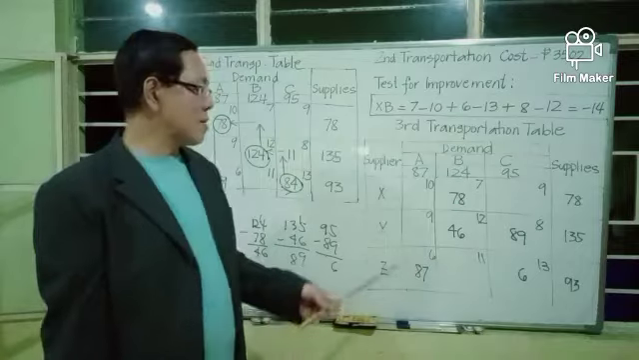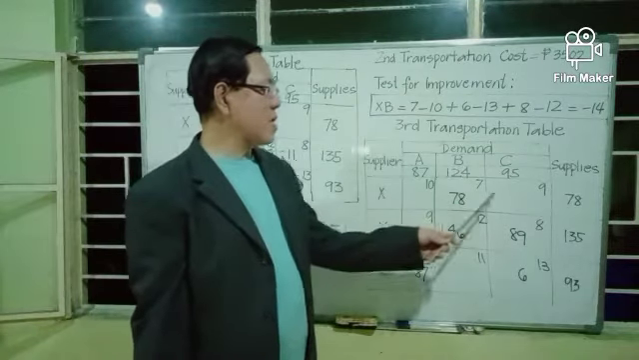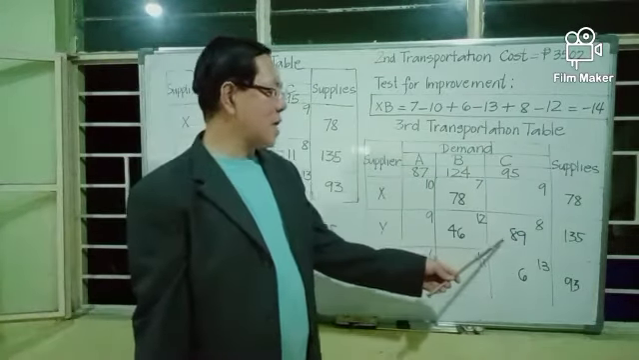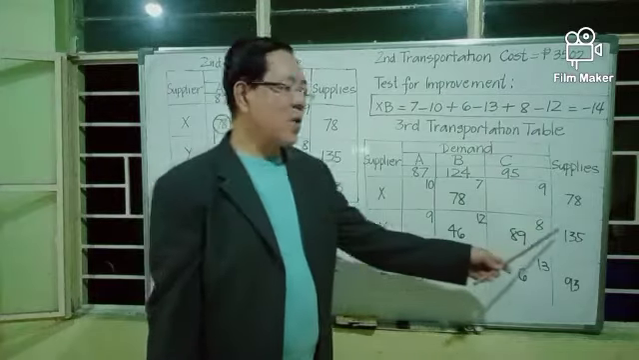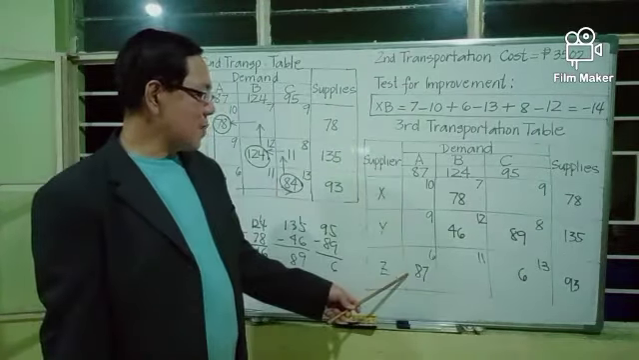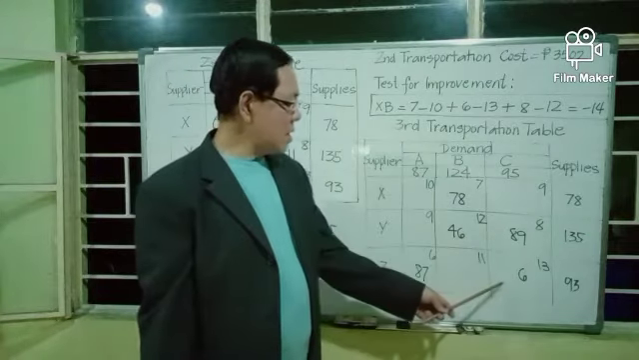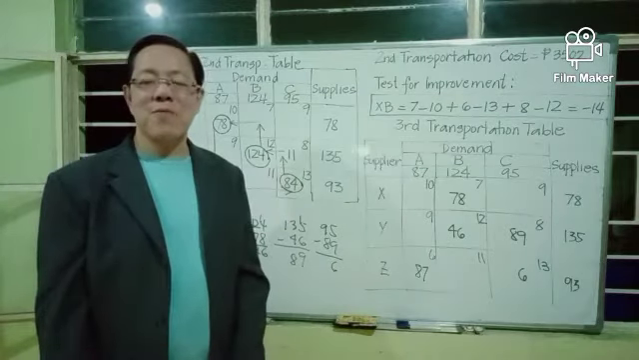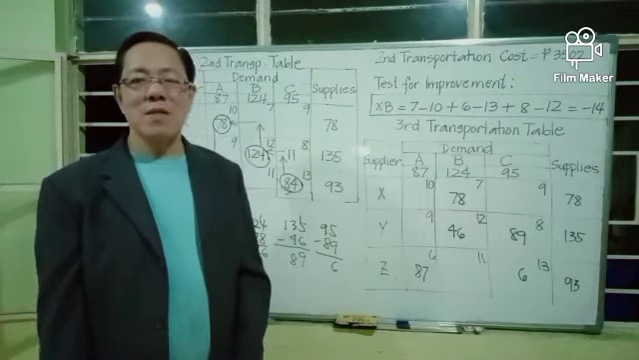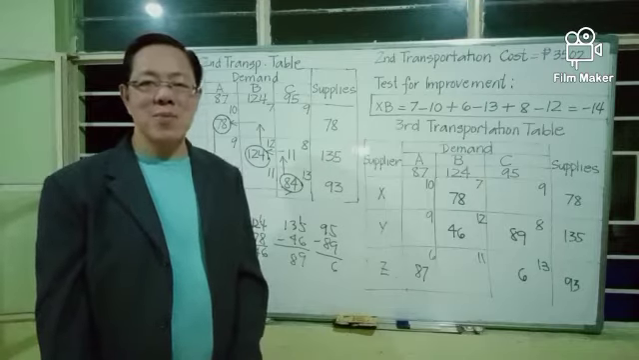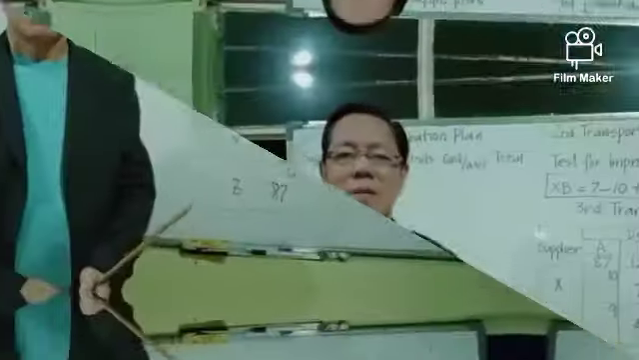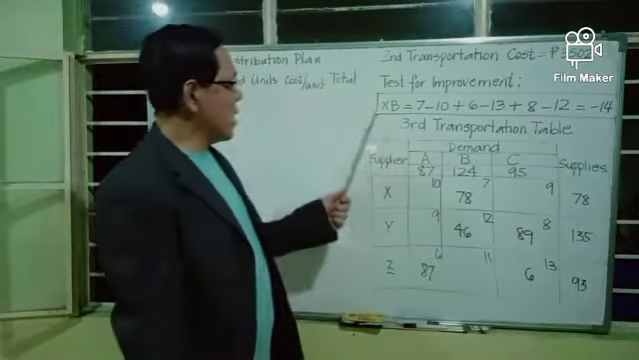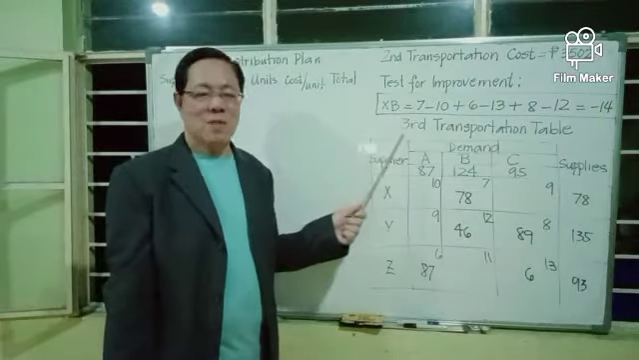Also add the numbers horizontally. 0 plus 78 plus 0 is 78. 0 plus 46 plus 89 is 135. 87 plus 0 plus 6 is 93. And this is our third transportation table from which we will now develop the corresponding third distribution plan.